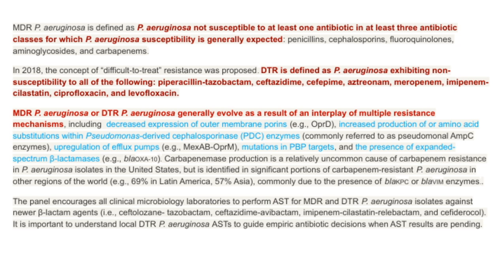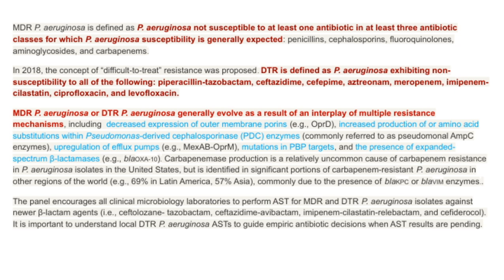The panel strongly recommends that all clinical microbiology laboratories perform antimicrobial susceptibility testing, AST, for MDR and DTR P. aeruginosa against newer beta-lactam agents, including ceftolozane-tazobactam, ceftazidime-avibactam, imipenem-cilastatin-relebactam, and cefiderocol. Understanding local AST patterns for DTR P. aeruginosa is crucial. It helps us guide empiric antibiotic choices effectively, especially while waiting for specific test results.